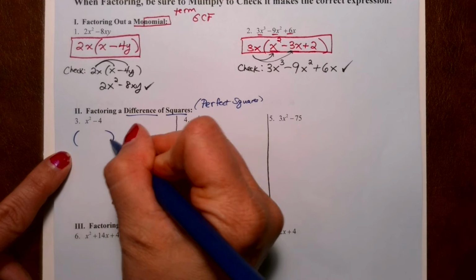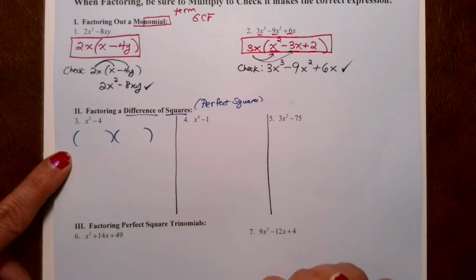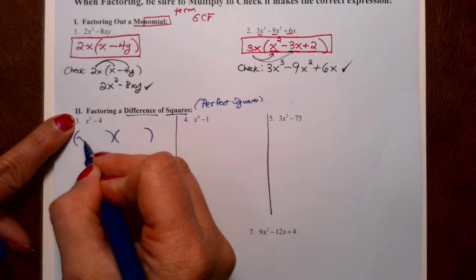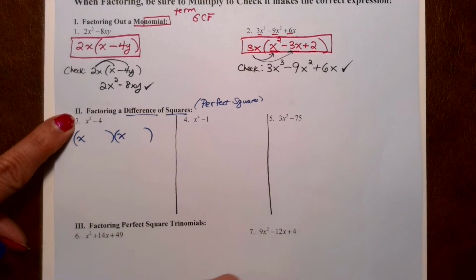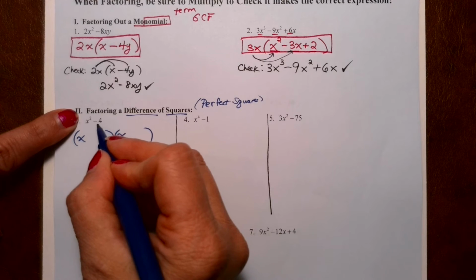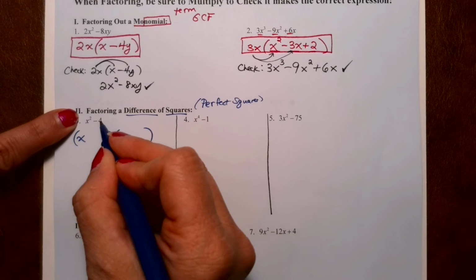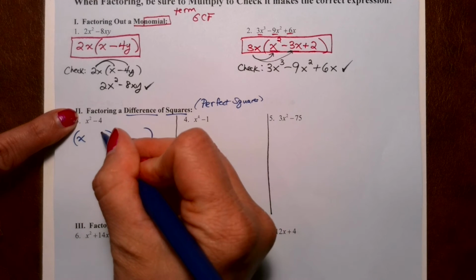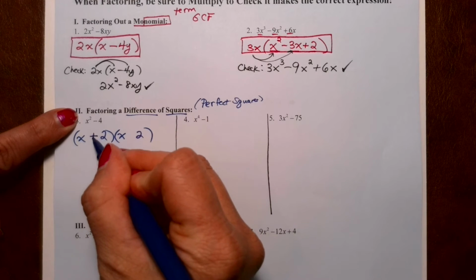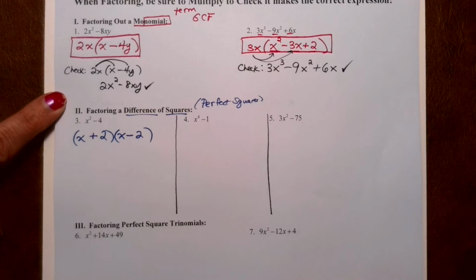It's nice and easy. You draw 2 sets of parentheses. I take the x, I split it up into x and x. I split him up evenly. Is x times x squared? Yes. How can I take 4 and split it up? What you're doing is the square root of 4, and that's 2 and 2. Now one of these is going to get a plus sign. One of them gets a minus sign.